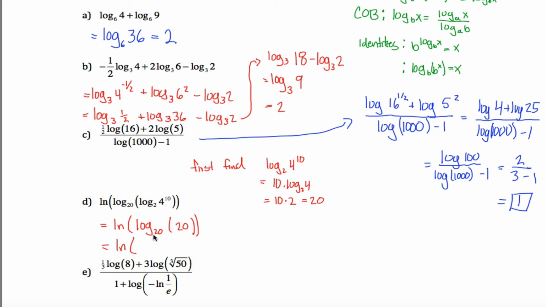Well, that's asking me what power do I have to raise 20 to make it 20. 20 to the first power is 20. So log base 20 of 20 is just 1. And the natural log of 1 is 0.